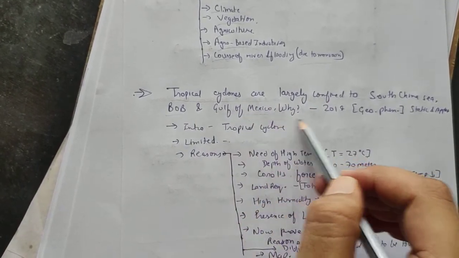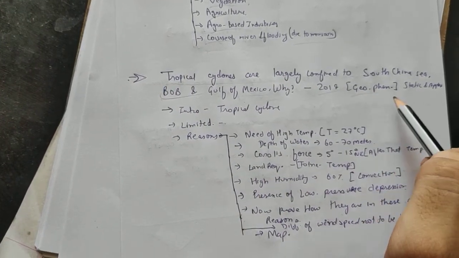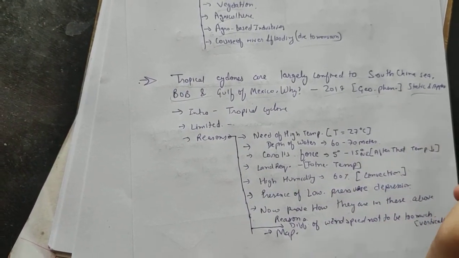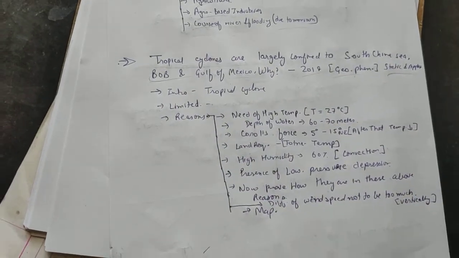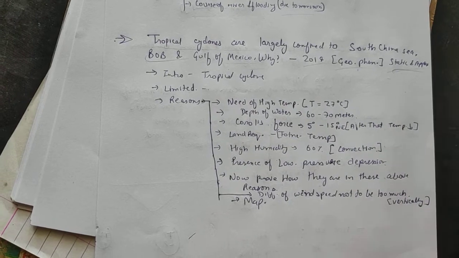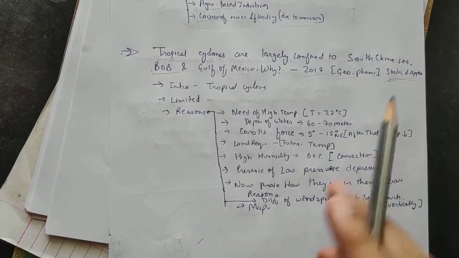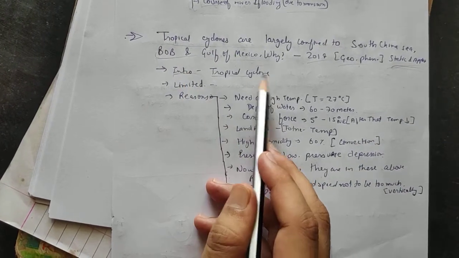and Gulf of Mexico. Why? So it's Bay of Bengal. Okay, a 2014 question, geographical phenomena is the topic name, and it is the static and applied portion of the syllabus. Static and applied means there are two types of things, and you have to apply your knowledge to answer the question. So the introduction is the tropical cyclone.